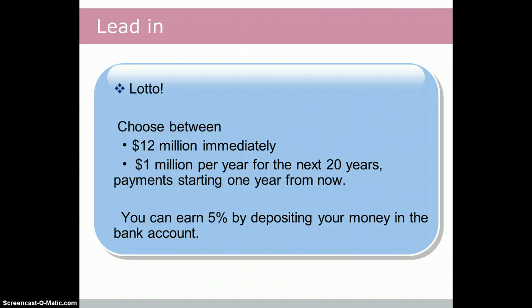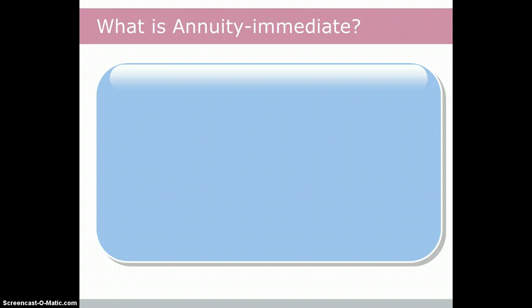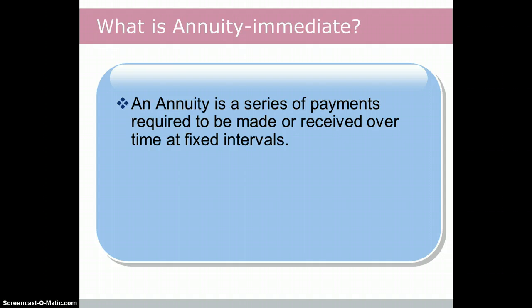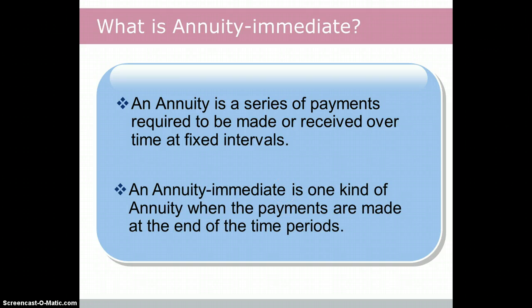But people always want more. Will the prize exceed 12 million in total? How to choose between the two prizes? Let's work it out. At first, we want to know what an annuity is. An annuity is a series of payments required to be made or received over time at fixed intervals. And an annuity-immediate is one kind of annuity when the payments are made at the end of the time periods.